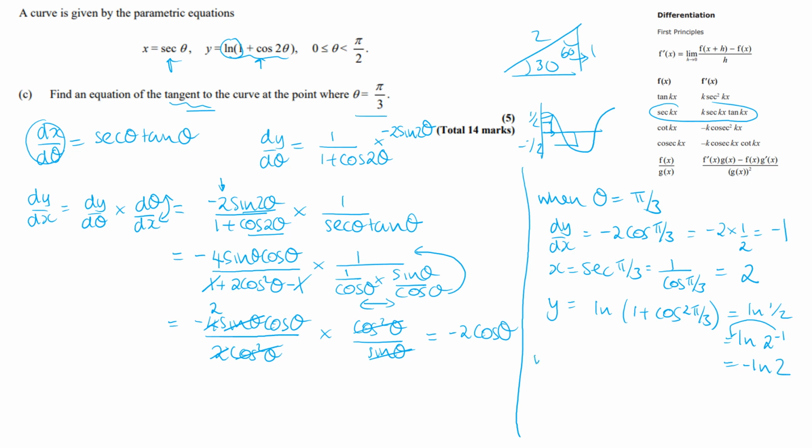So now using my y minus y1 is equal to m into x minus x1. Put all the bits in. We've got y minus minus the ln of 2, which will be y plus the ln of 2, is equal to our gradient minus 1 into x minus 2. So just multiplying that minus in, you're going to get y plus the ln of 2 is equal to minus x plus 2.